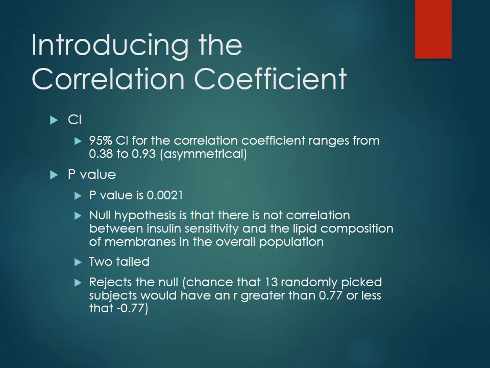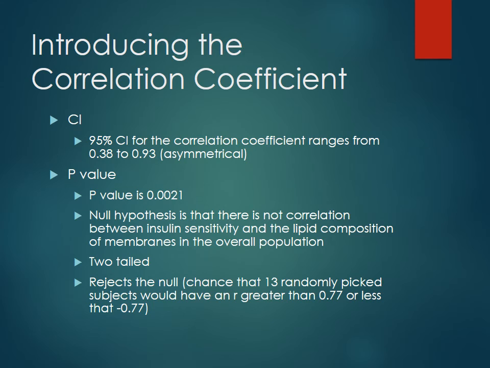Okay, so again, you can look at confidence intervals when you're determining these R values. In this case, we see that the 95% confidence interval of the coefficient ranges anywhere between 0.38 and 0.93. Notice it's a little asymmetrical, depending on how the data is varying. But because it's not crossing 0, we would consider this to be statistically significant, right? Because 0 is the point where there's no correlation of the data whatsoever.